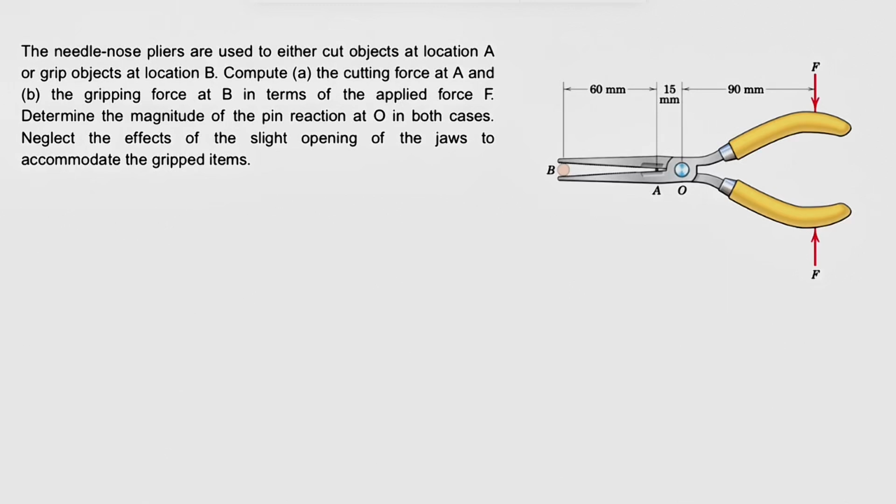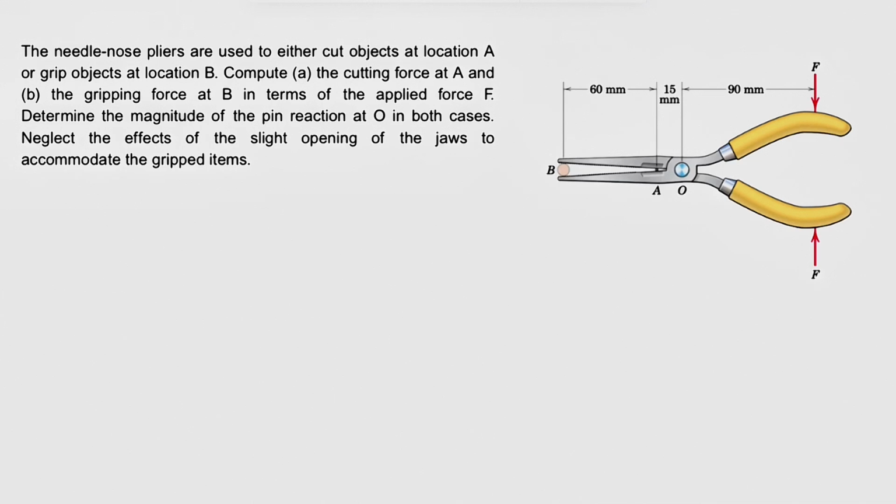Alright guys, we're going to be solving a question from chapter 4 of the Meriam engineering mechanics textbook. We have a needle nose plier that is used to cut objects at location A or grip objects at location B. We need to compute the cutting force at A, and in the B part of the question, the gripping force at point B in terms of the applied force F. And also we need to determine the magnitude of the pin reaction at O in both cases.